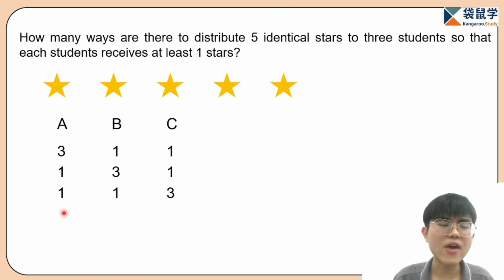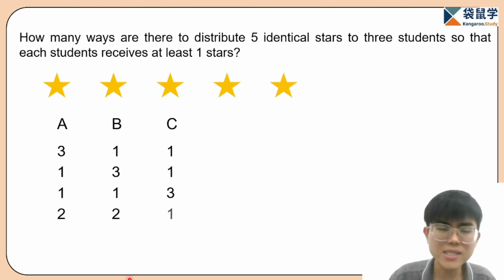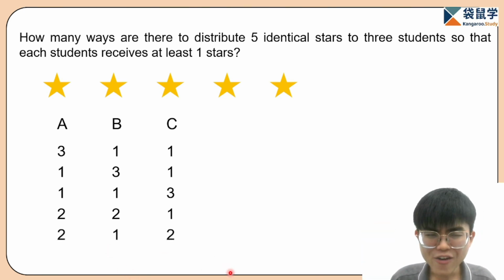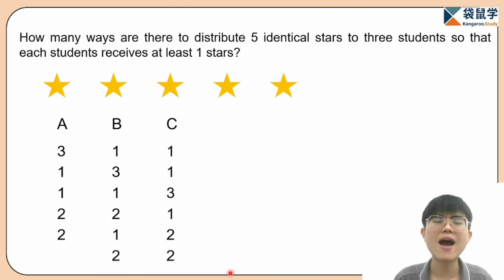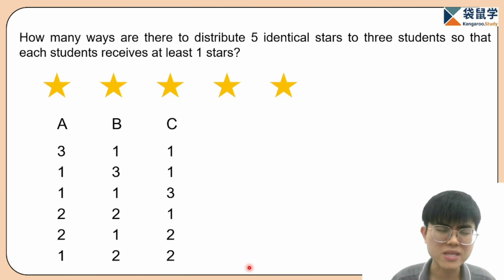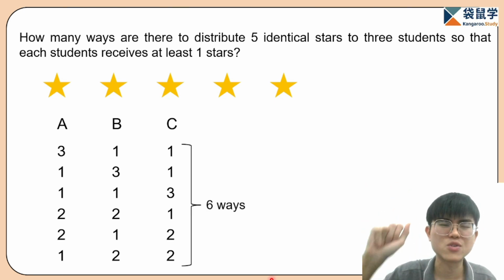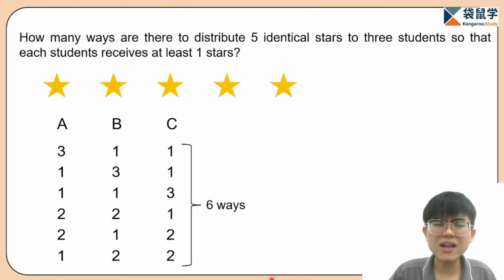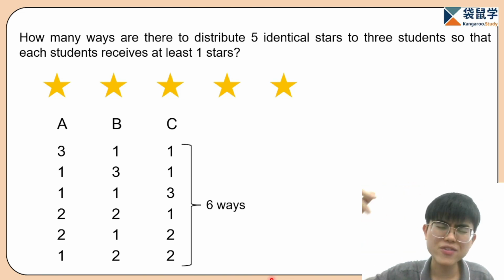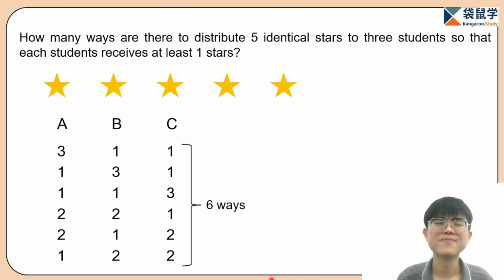Other than that, I can give A and B 2 stars, and C has 1 star. I can also give A and C 2 stars, and B has 1 star. Finally, I can give B and C 2 stars, and A has just 1 star. So everyone, this is all of our possibilities. So there will be how many different ways? You have 1, 2, 3, 4, 5, 6. A total of 6 ways. But everyone, if I have a lot of stars and a lot of students, we cannot just try to list out everything. So is there another way that we can solve this kind of question?